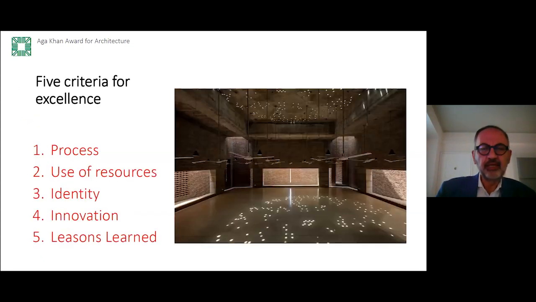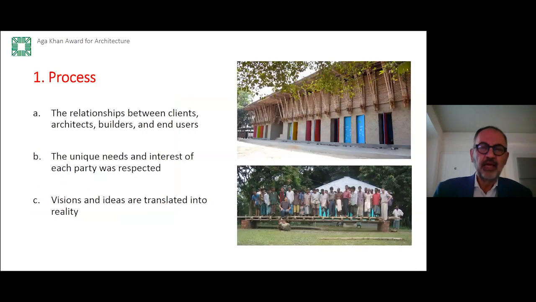So by looking at all the previous projects, 122, one can identify some criteria for excellence. As I said, these are never said to the jury. This is something that we're looking back at in the projects. And they are process, the use of resources, identity, innovations, and lessons learned. These are the five elements which I'm going to elaborate a little bit on. And what is the process? The process is the relationship between the client and the architect, builder, and users. This is very important.